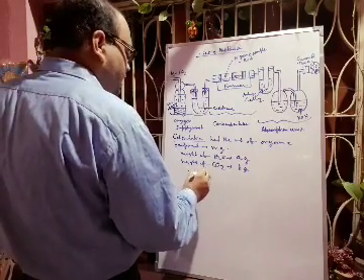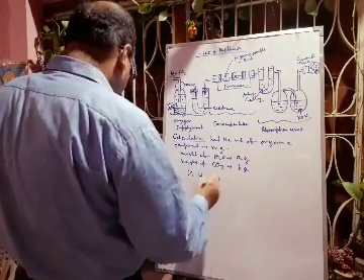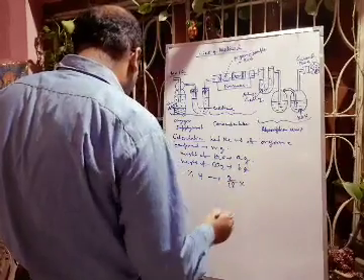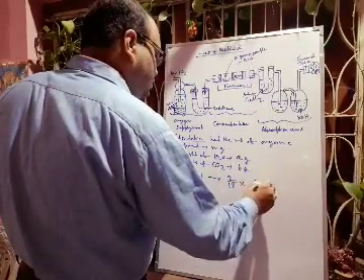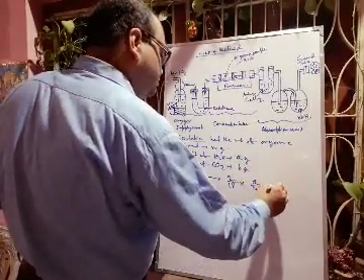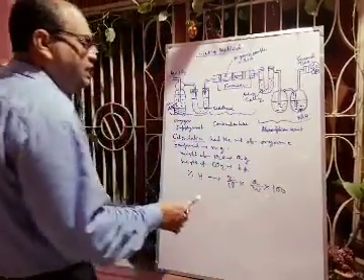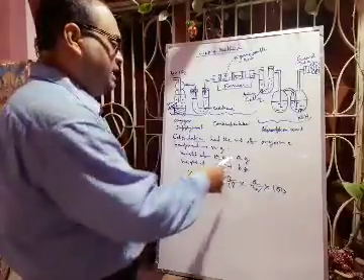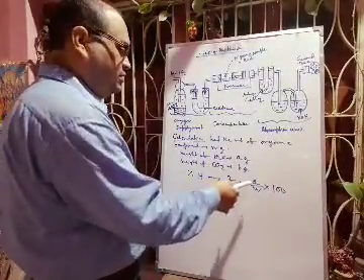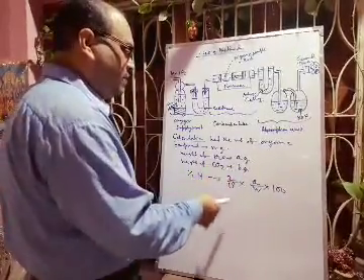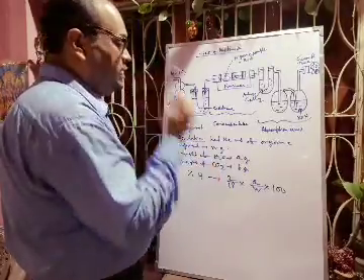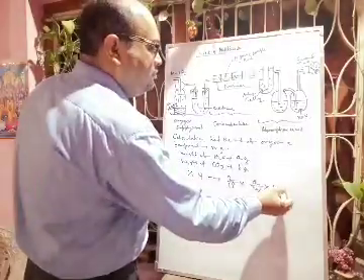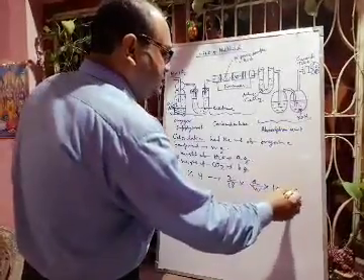So the percentage of hydrogen will be what? That will be 2/18 into A by W into 100. Actually 18 gram of water contains 2 gram of hydrogen. Then A gram of water contains how much hydrogen, that you have to find. And this amount of hydrogen is present in W gram of organic sample. So 100 gram contains how much? So this is the percentage of hydrogen.